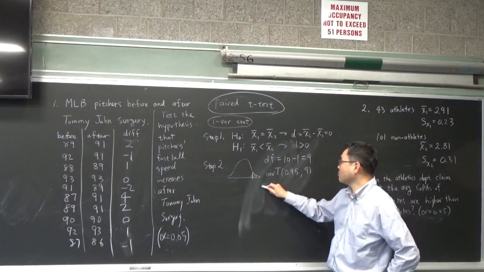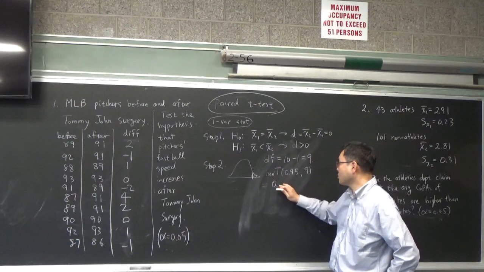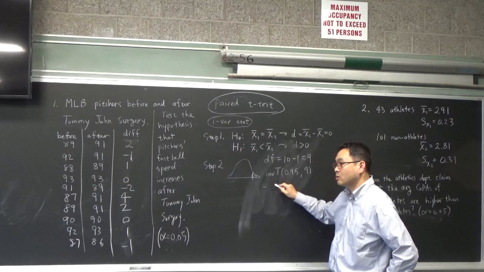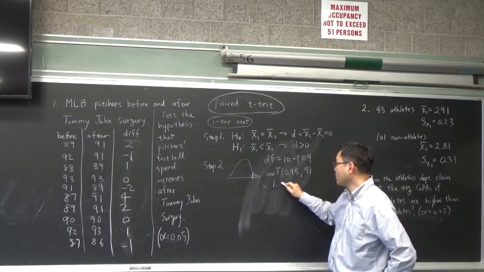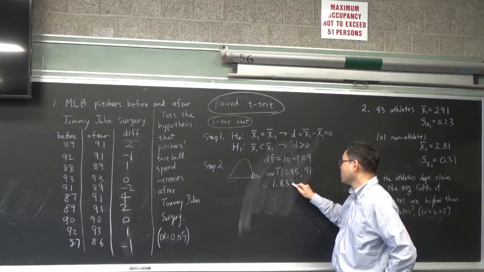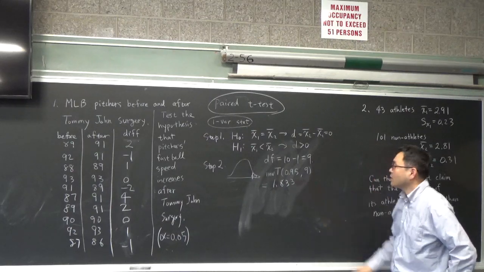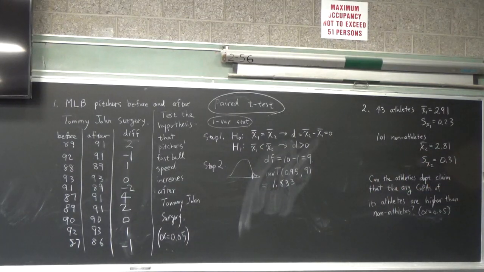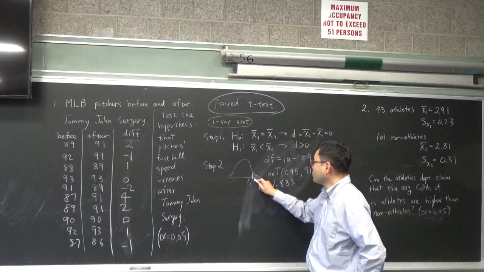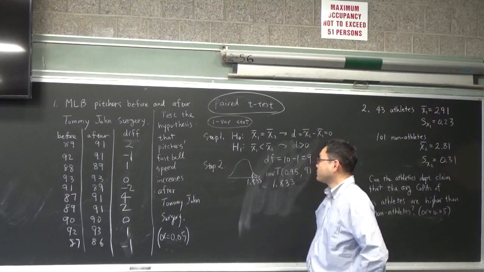Can somebody give me the value for this? 1.833. Oh, really? 1.833? Okay, all right, so that's 1.833. So 1.833 is going to be our rejection region.